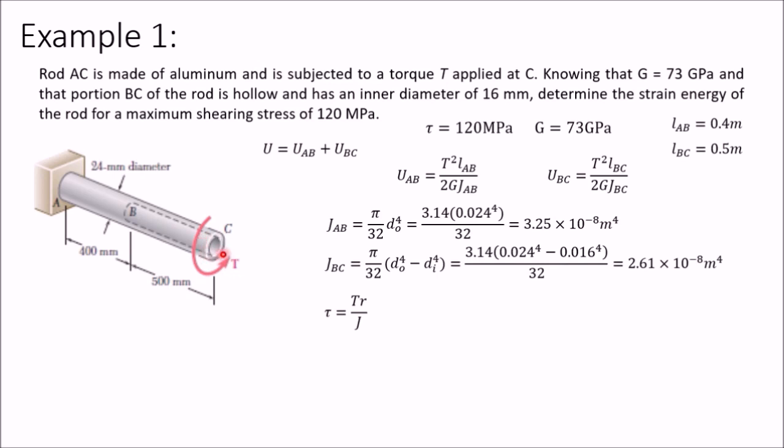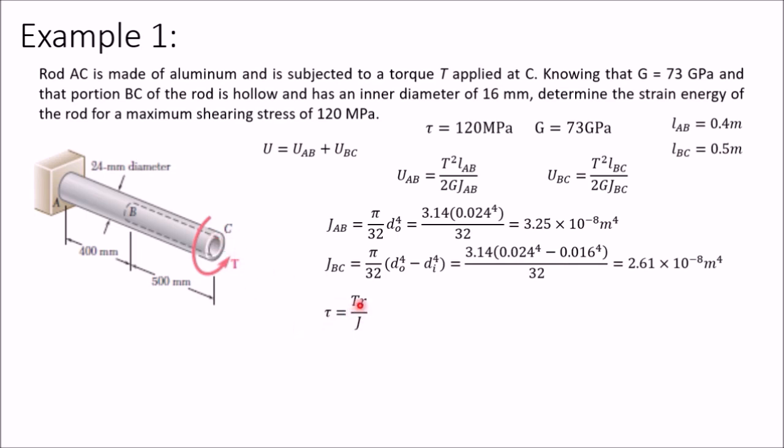Now maximum value you will get in this hollow part. Why? Because you can see that in this relation T and R both are constant for sections BC and AB. For both sections T is constant, T is same. Similarly, outer radius is same for both sections. So tau is inversely proportional to J. So tau will be more where J is less. Here in these two cases you can see value of J is less in this hollow cylinder. Therefore tau will be maximum in this hollow cylinder. So we have to take that J which is less.